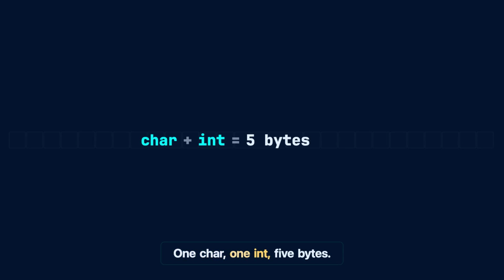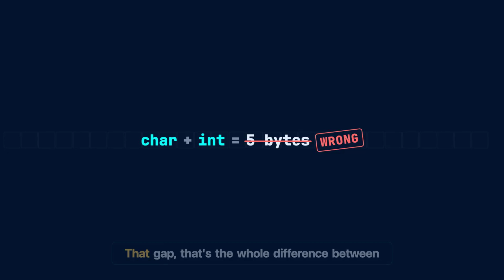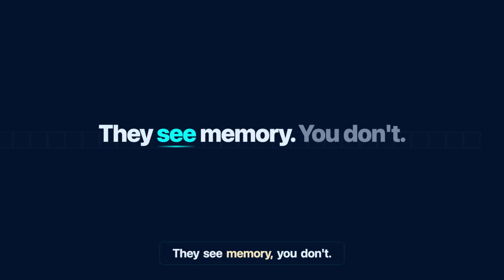1 char, 1 int, 5 bytes. Wrong. The math doesn't math. That gap, that's the whole difference between your code and a senior engineer at Google or Meta. They see memory, you don't. That's it. That's the whole video.